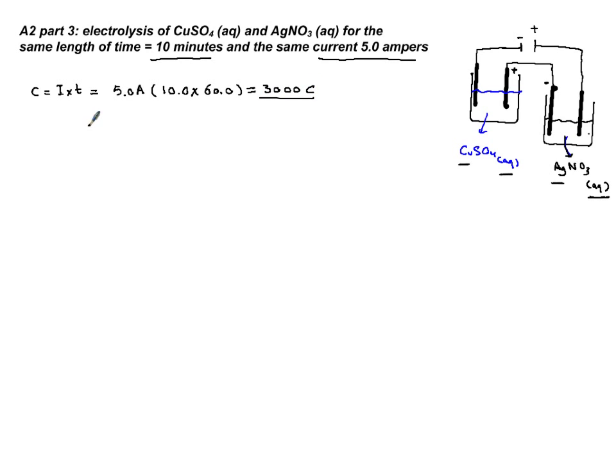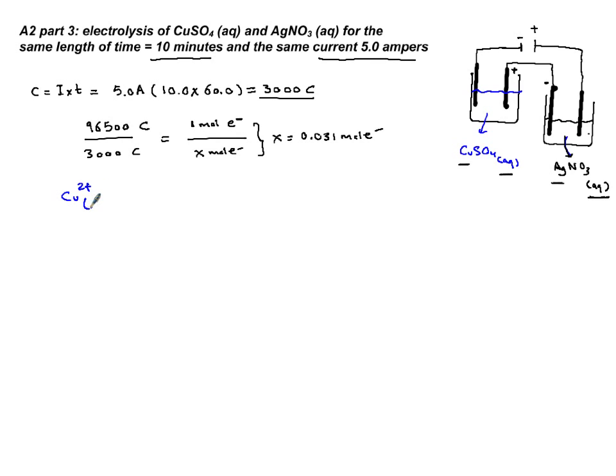Now, remember that Faraday's constant is 96,500 coulombs, which is equal to 1 mole of electrons being transmitted. So if you have 3,000 coulombs, you can calculate how many moles of electrons are going through your electrolytic cells. That happens to be 0.031 moles of electrons. In the case of copper, remember copper is 2+, so it requires 2 moles of electrons to give you 1 mole of copper.